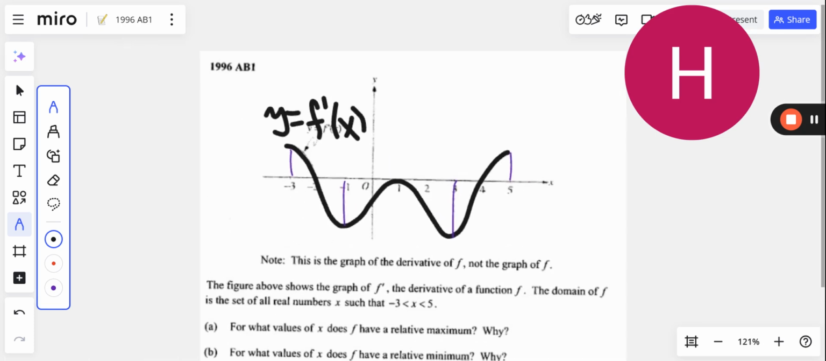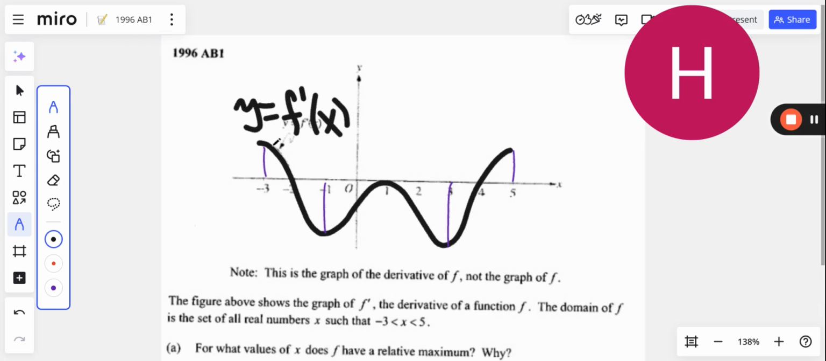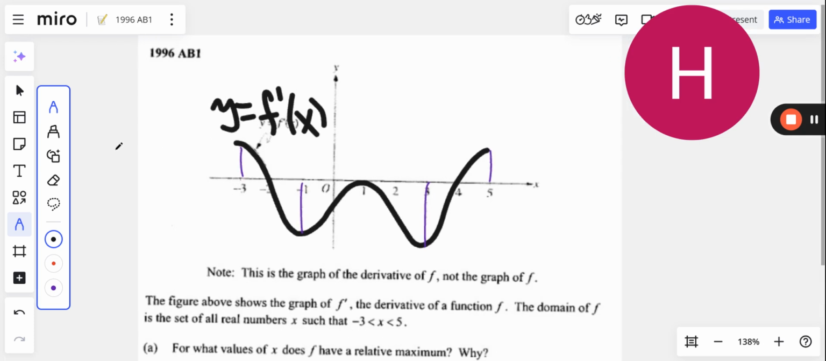So, just to break things down a little bit, they've very graciously told you in many different ways that the derivative of the graph is given here. So they marked it here. They told you that y equals f prime. They've made this very generous note here: this is the graph of the derivative of f, not the graph of f. And they've even mentioned the figure above shows the graph of f prime, the derivative of f. So if they haven't said it enough times, this is not the original graph of the function.